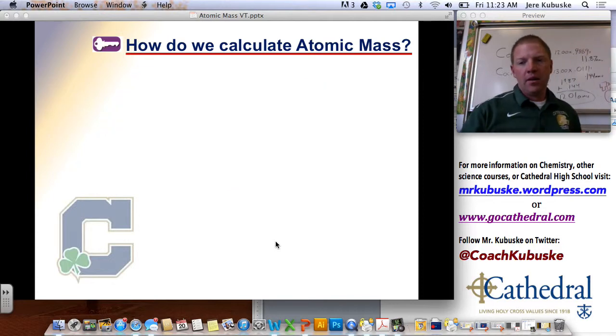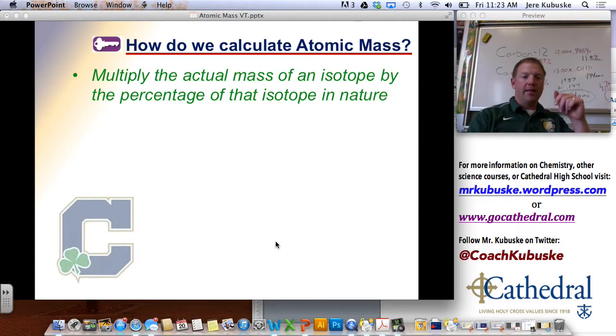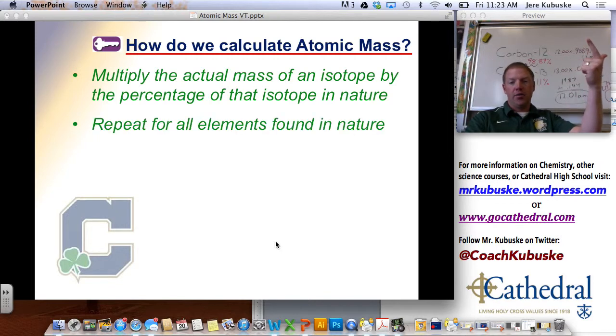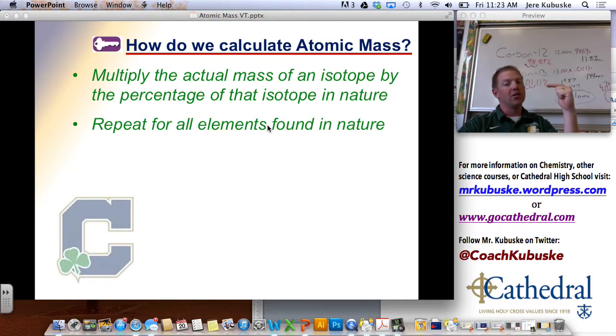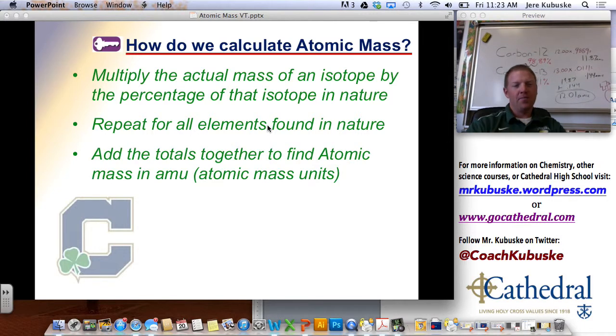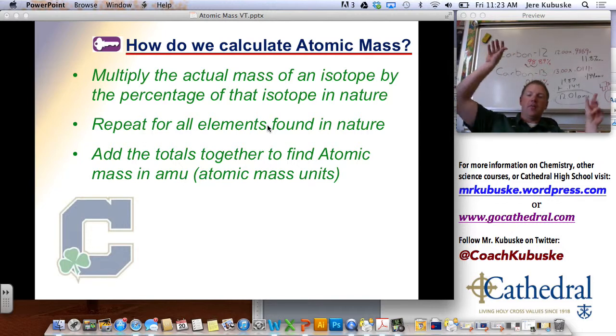Okay? Now, just a quick review. How do we calculate the atomic mass? It's the actual mass of an isotope times the percentage of it in nature. Okay, you repeat that for all, not necessarily the elements, but all the isotopes found in nature. So for here, it's carbon 12 and carbon 13. Okay, and then we add the totals together to find the atomic mass of all the atoms of carbon, or all the atoms of that particular element on the planet. Okay, that should be it.